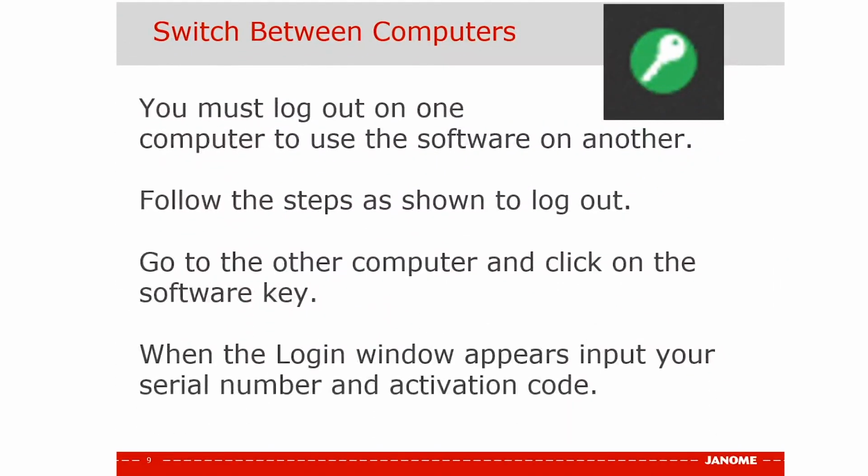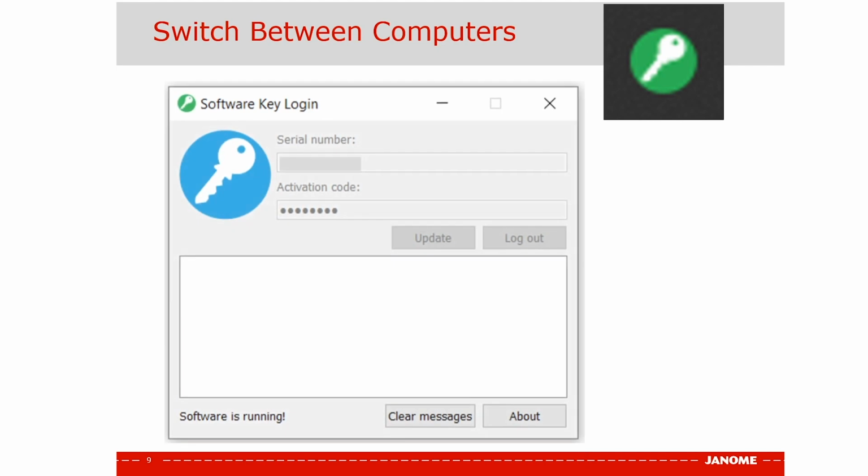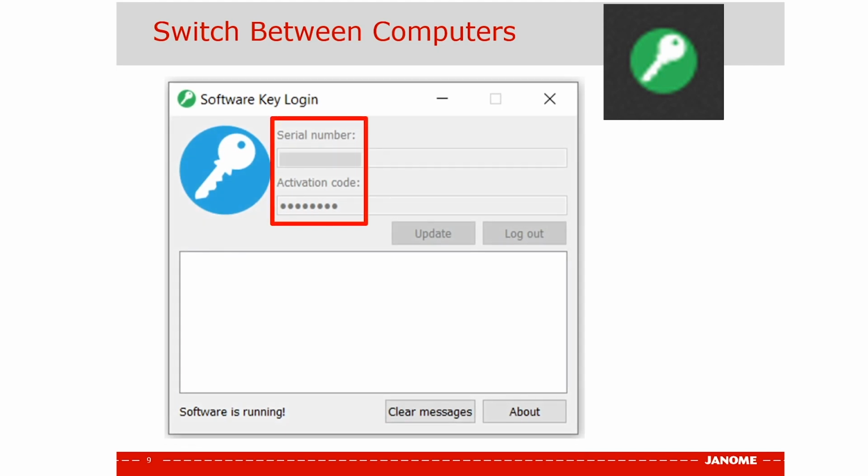You must log out on one computer to use the software on another. Follow the steps as shown to log out. Go to the other computer and click on the software key. When the login window appears, input your serial number and activation code. Then select Log In.